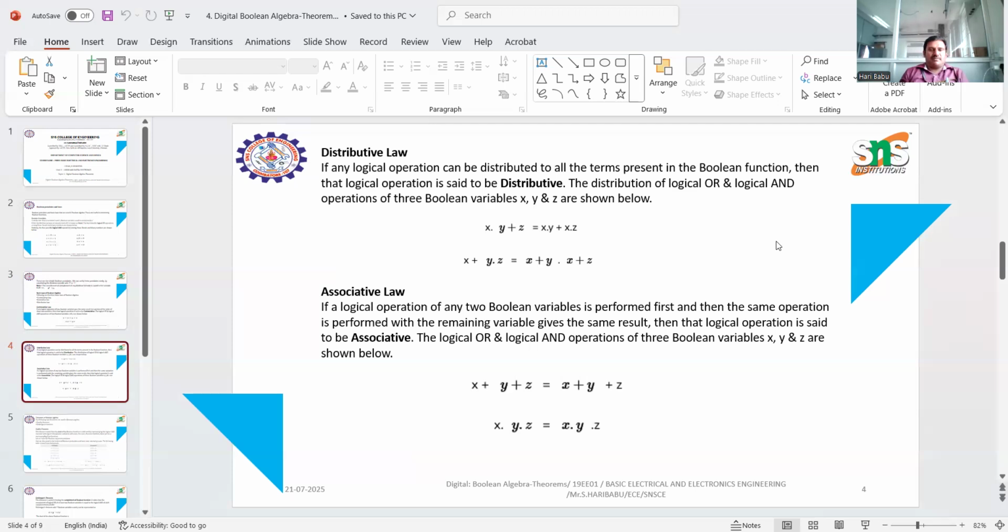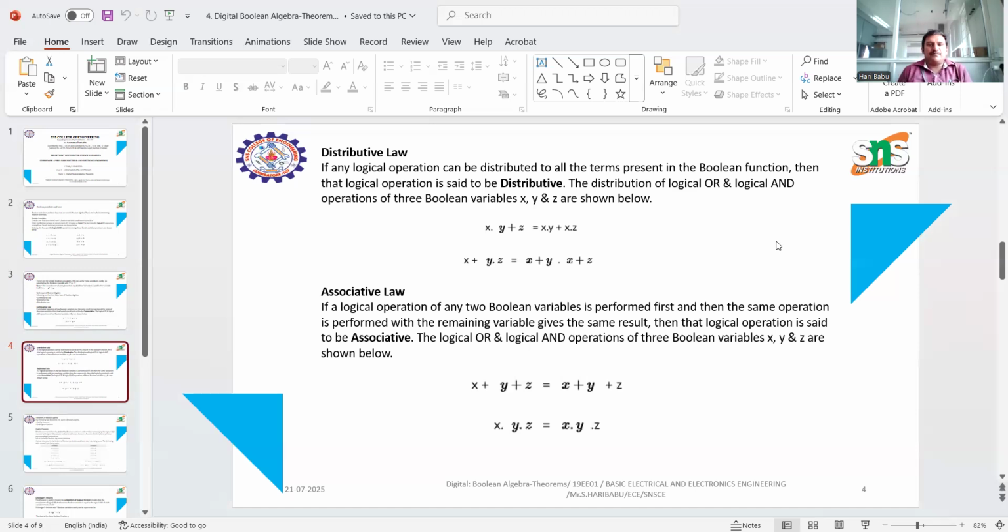If a logical operation on any two Boolean variables is performed first, and then the same operation is performed with the remaining variable, and it gives the same result, then the logical operation is said to be associative. Let us see: x plus (y plus z) is equal to (x plus y) plus z. In that, the bracket was missing; I just wanted to convey it to you.